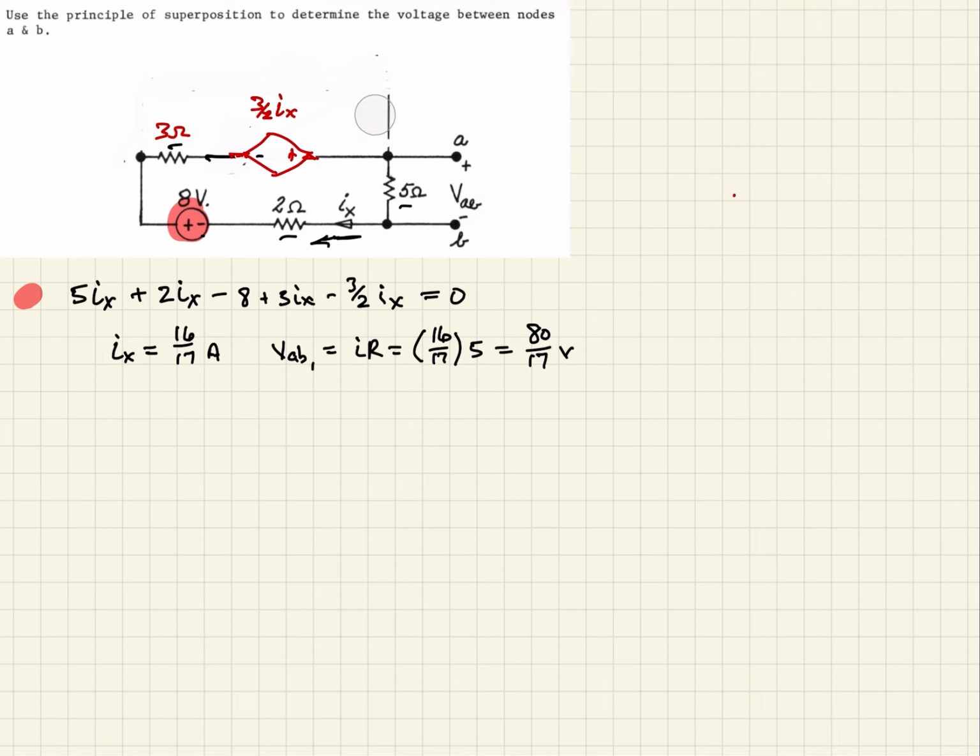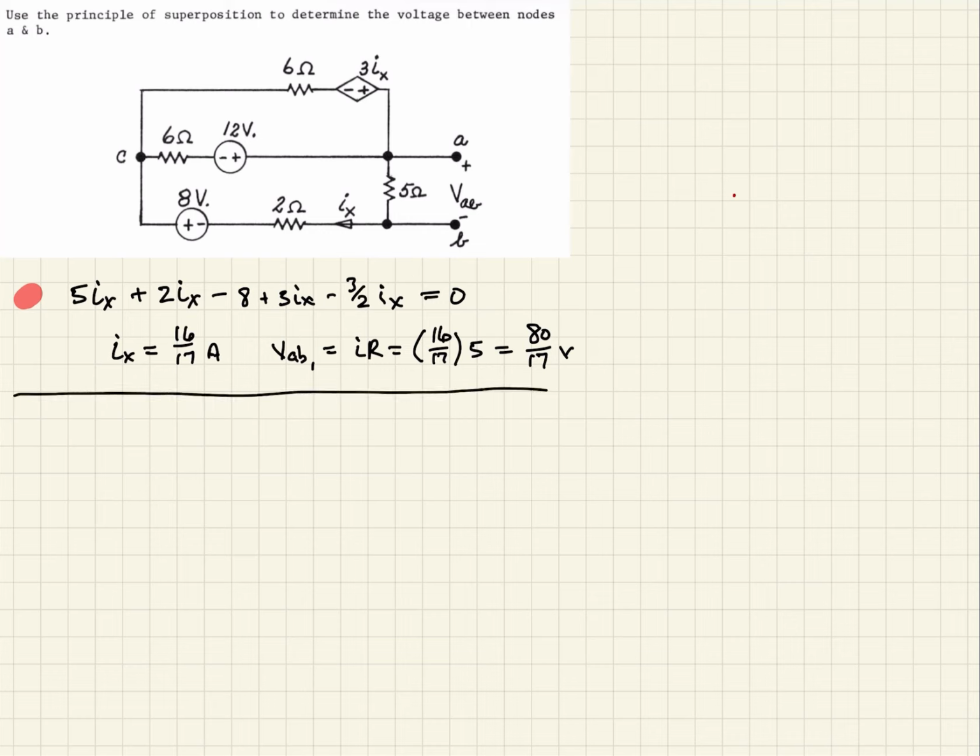And now we're going to consider the 12-volt source. So if we do that, let's draw a quick line here to make sure we can see where things are separate. So now we'll come back and we'll consider the 12-volt source. So again, we need to short out the other voltage supply. So that means this 8-volt source is now gone. And so we can replace that with that.